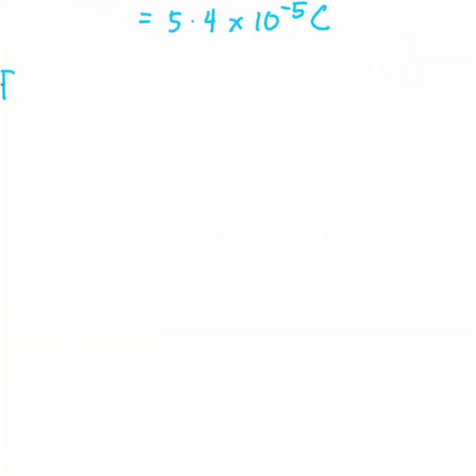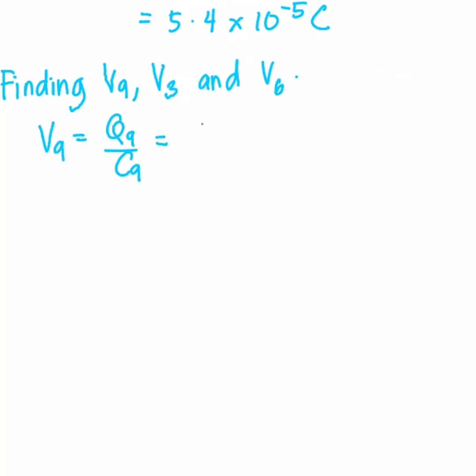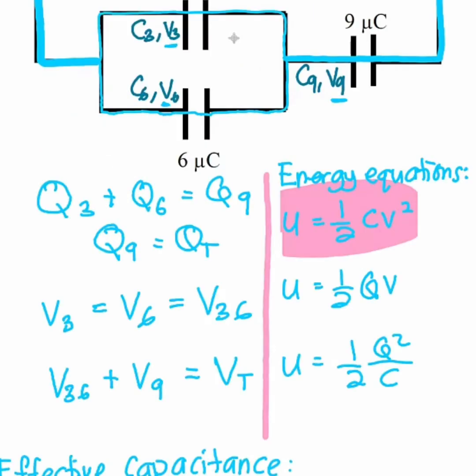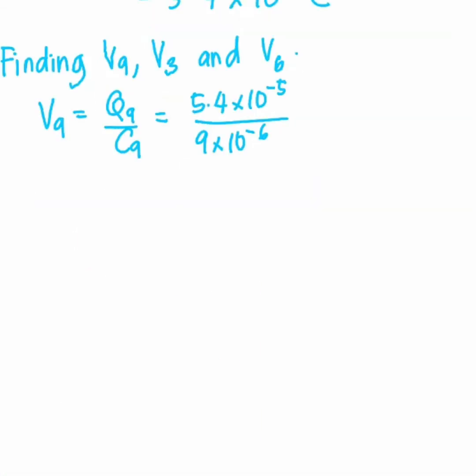And if you remember, I want to use U equals to half CV squared. So now I have to find V9, V3 and V6. V9 equals to Q9 over C9. Why is Q9 is Q total? Well, it's here. Proceed with the calculation and the final answer is 6 volt.